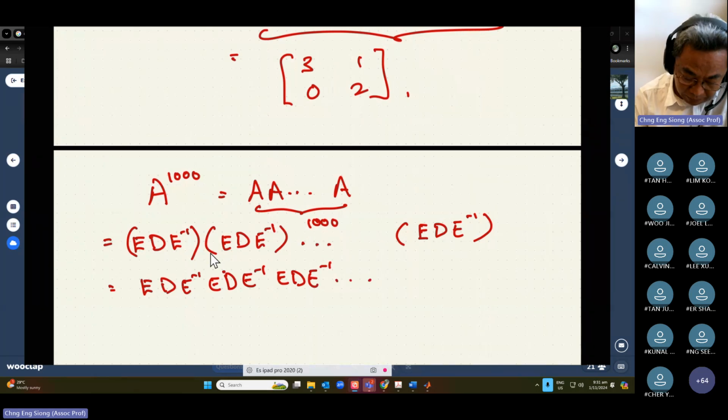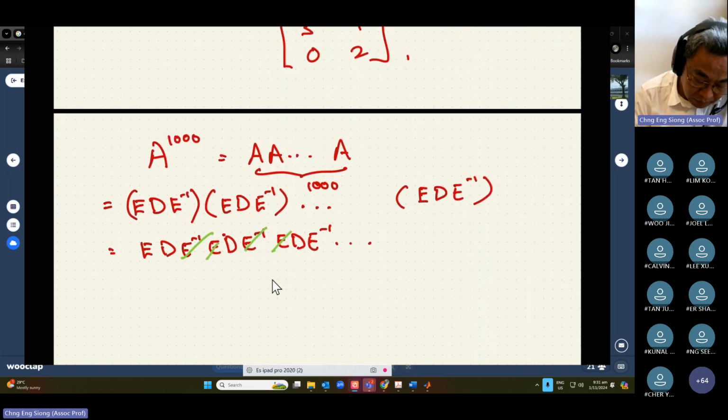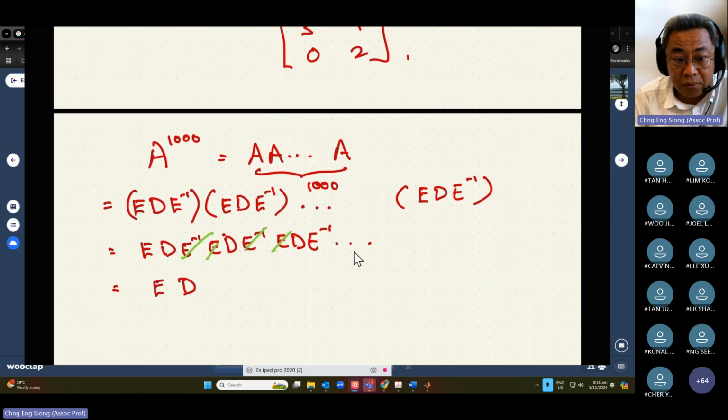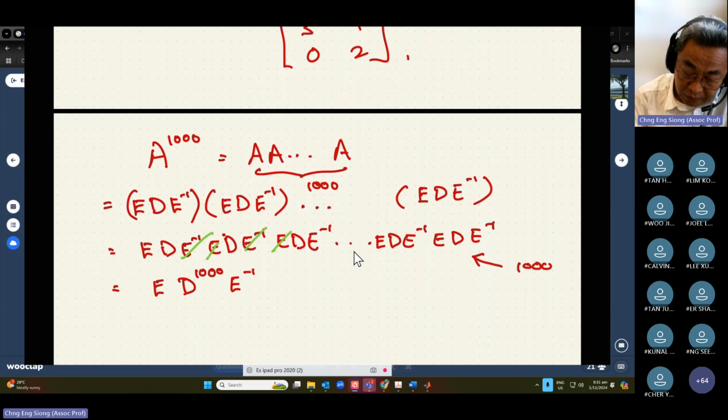And of course, now you see what happened to all the brackets. All the E inverse, E cancels. And therefore now we are left with, because all the D's, there's 1,000 of them, the last E inverse, of course, is not cancelled. So I'll show you E D E inverse, E D E inverse, and this is the last guy, the 1,000th. And of course, these guys cancel, and now we are left with D times D times D, 1,000 times.